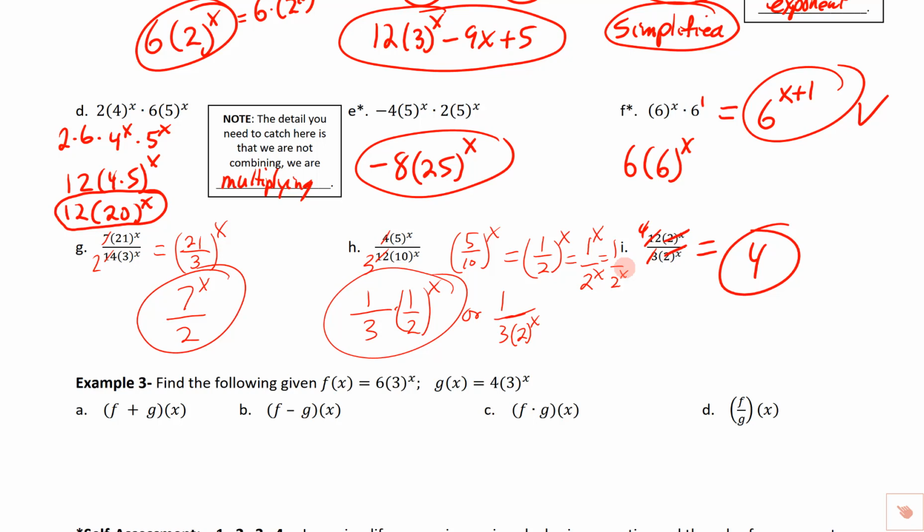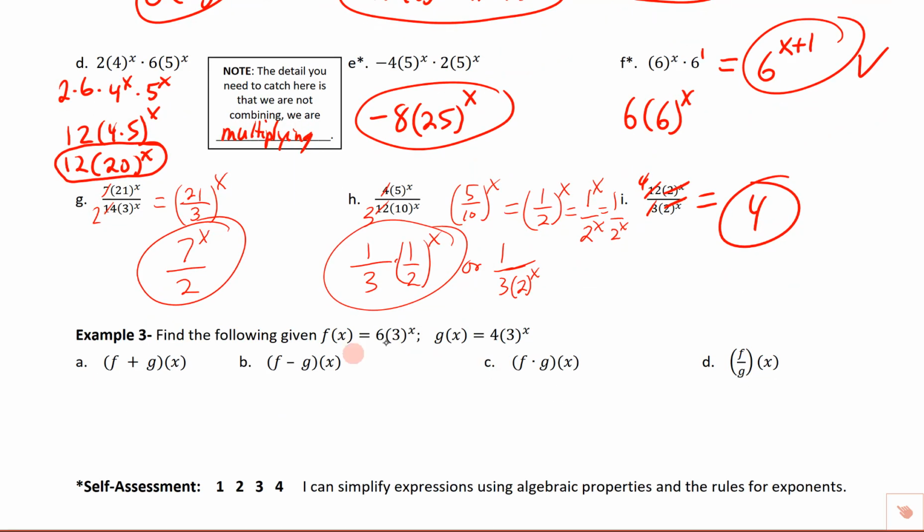Now, we want to quickly review some ideas that we talked about earlier in the year. So this is function notation. f of x is 6 times 3 to the x, and g of x is 4 times 3 to the x. And we just want to go through and remember these are operations with functions. So we're going to be adding the functions, subtracting the functions, multiplying them, and then dividing them. And then we want to simplify them as much as possible.